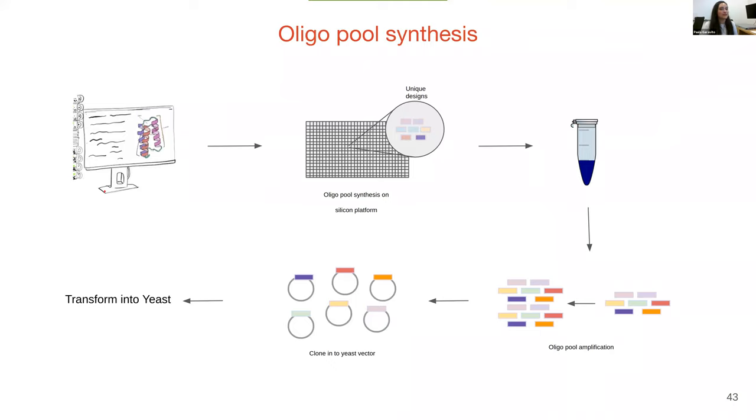So just really quick, for an oligo pool, we use oligo pool synthesis, where we go from the design stage to being able to order these designs that are made in a chip. You basically get all the unique designs in a single tube, and then you can amplify them and put them into a yeast vector, and then they're ready to be transformed into yeast.